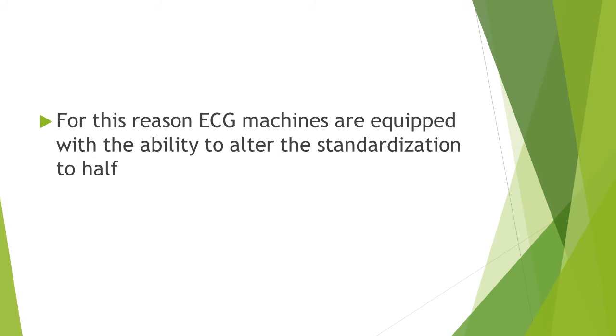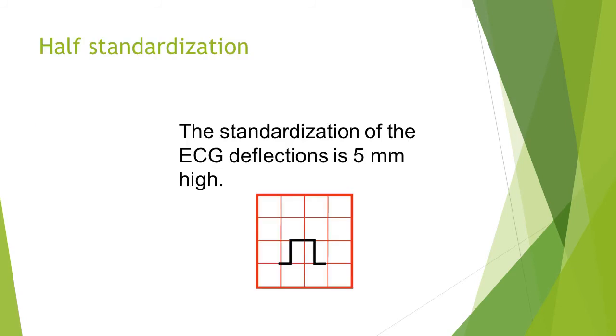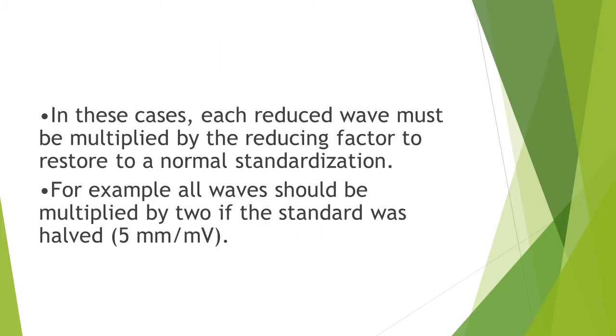For this reason, ECG machines are equipped with the ability to alter the standardization. So this is half standardization. Here the height of the ECG deflection is 5 mm. In these cases, each reduced wave must be multiplied by the reducing factor to restore it to normal standardization. For example, all the waves should be multiplied by 2 if the standardization was 5 mm.